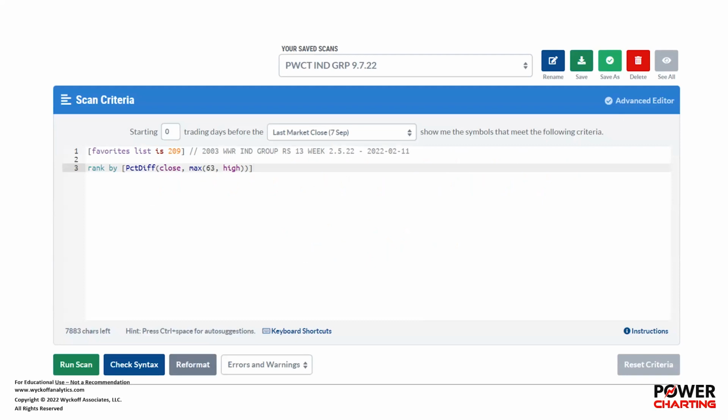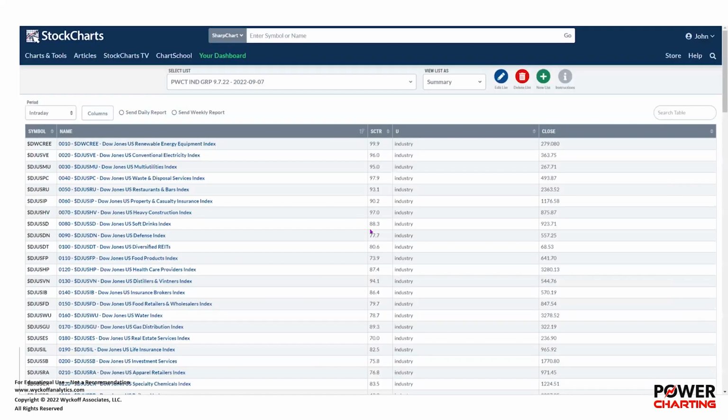So if we use that basic concept and craft a scan in our industry group area, what do we get? So here, we're going to make this list public. This list will be the 104 industry groups that I follow and have in a favorites list. But let's simply rank those. Let's not exclude any of them. Let's just rank them by the difference between the current close and a 63 period, which is a quarter of trading, the high over 63 periods. So the highest high over 63 periods versus the close. Let's take a look at what that does for us.